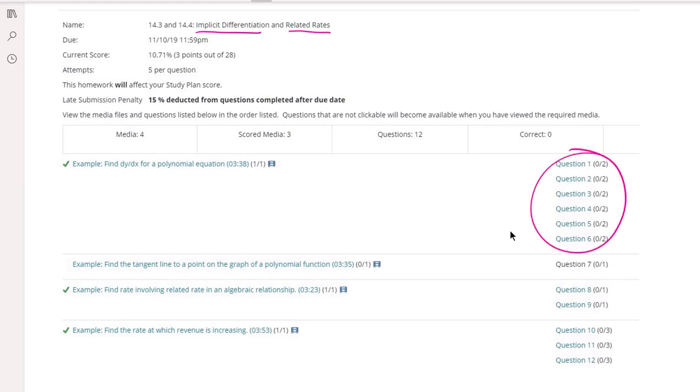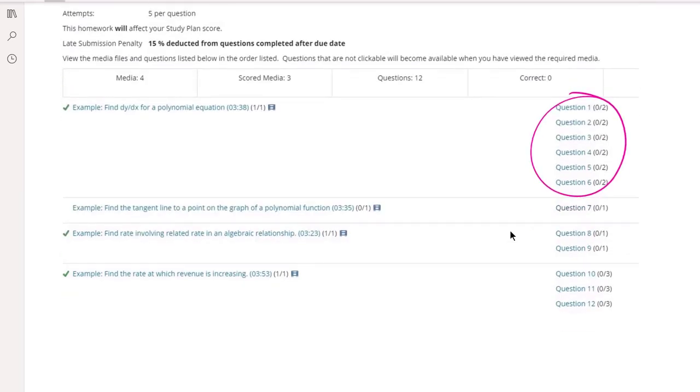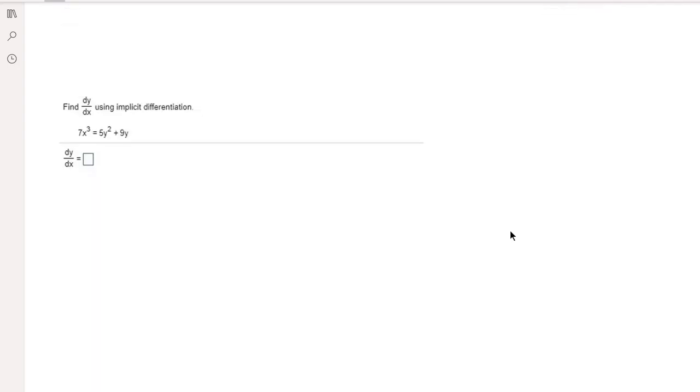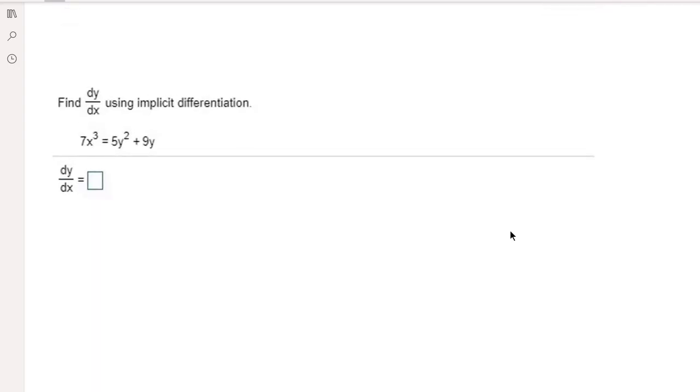So I want to do one where we do implicit differentiation, and of course then one or a couple where we do related rates. It's like an extension of implicit differentiation, but I'll show you how it works. So let's look at a problem from that first area, where they want you to find dy dx, so just the derivative, using implicit differentiation.